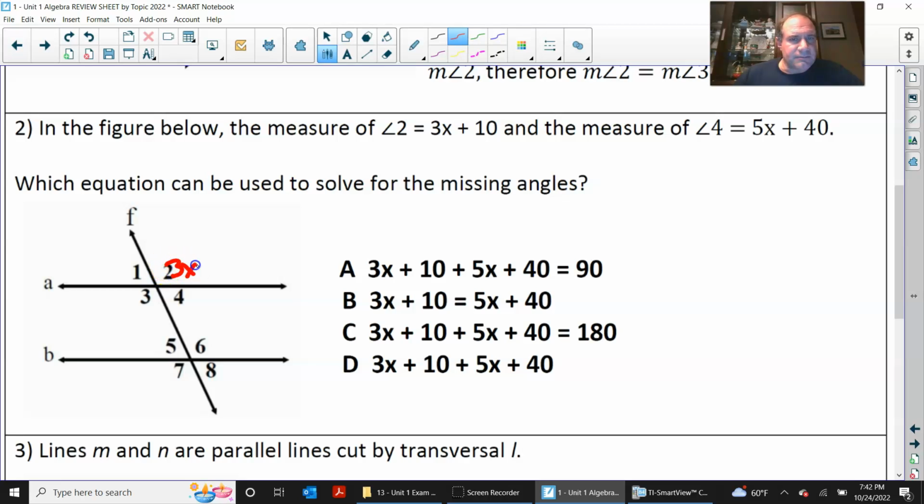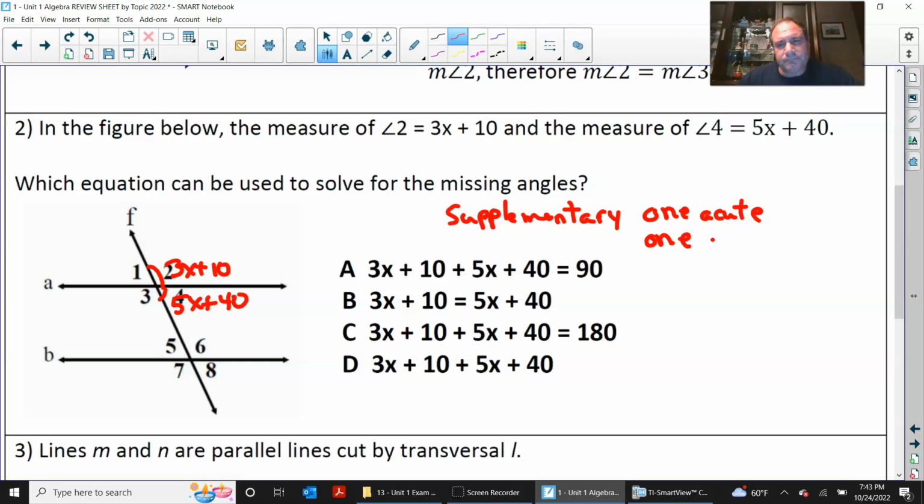All right. So in the figure below, measure of angle 2 equals 3x plus 10. Measure of angle 4 is 5x plus 40. Angle 2 is an obtuse angle. Angle 4 is an acute angle. So these are supplementary angles. Supplementary, 1 acute and 1 obtuse. We went over this in class. So a straight line, again, 2 and 4, supplementary angles.